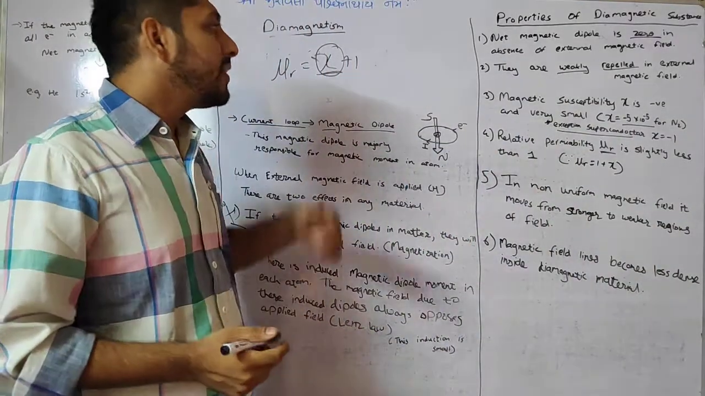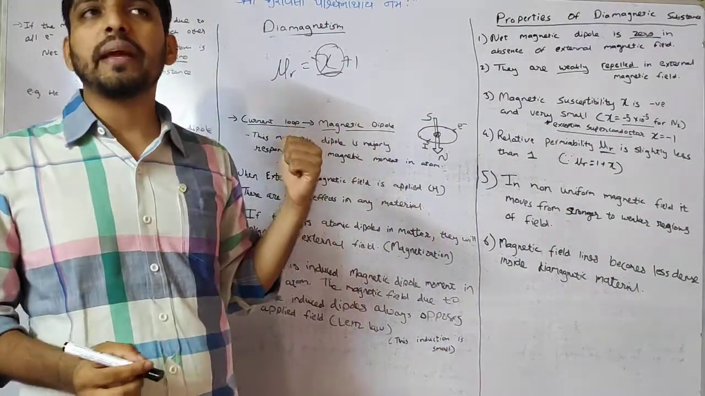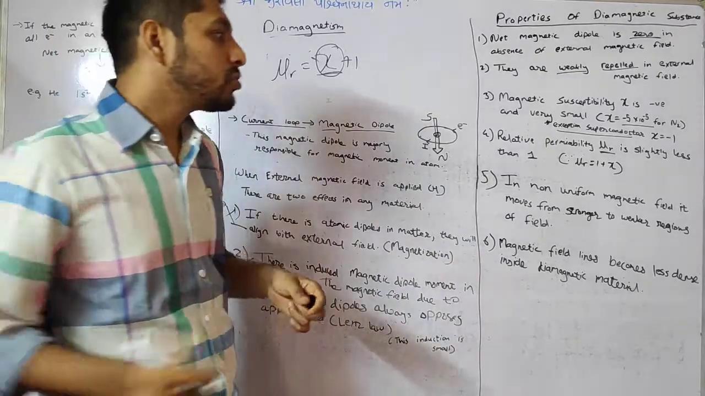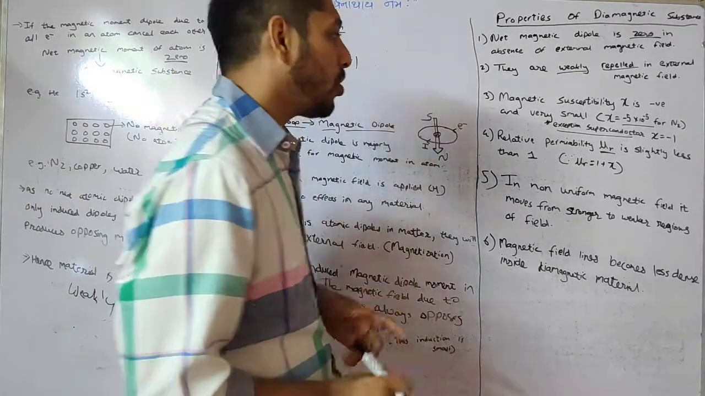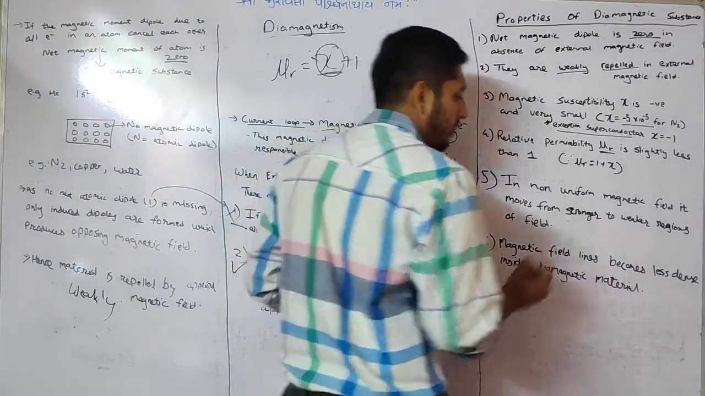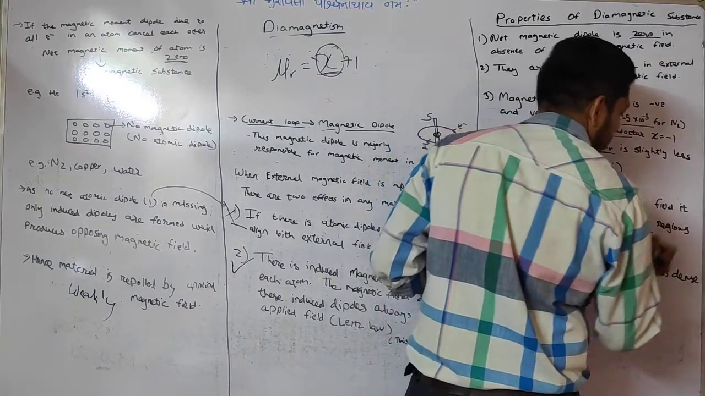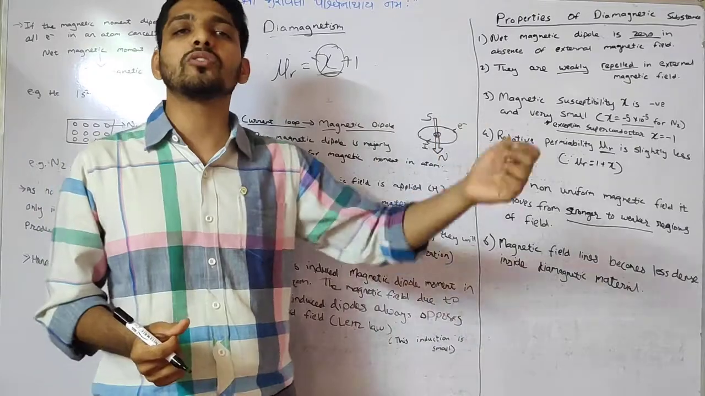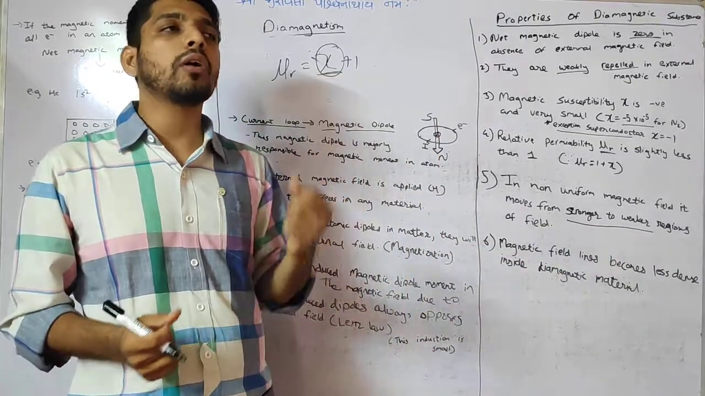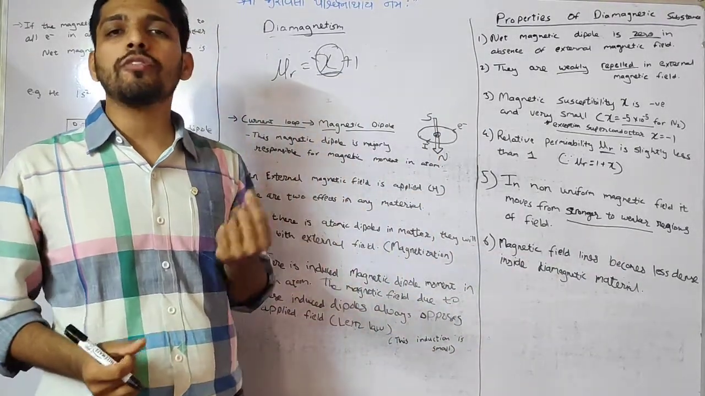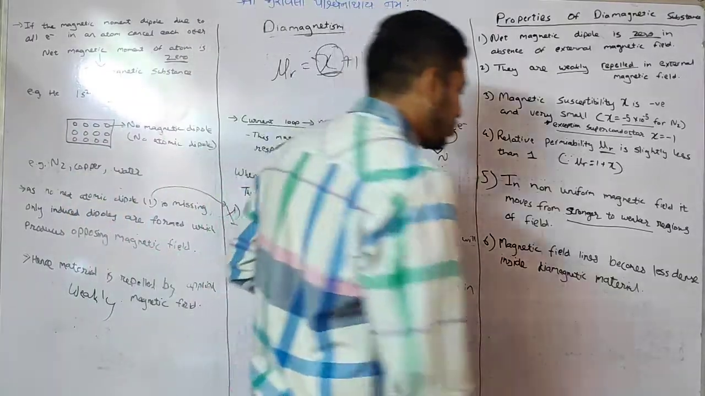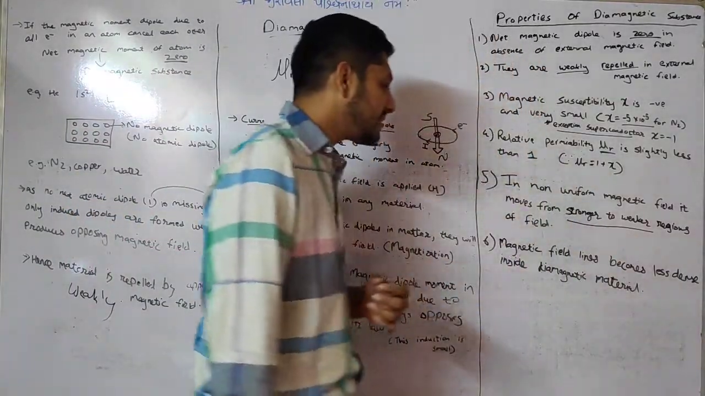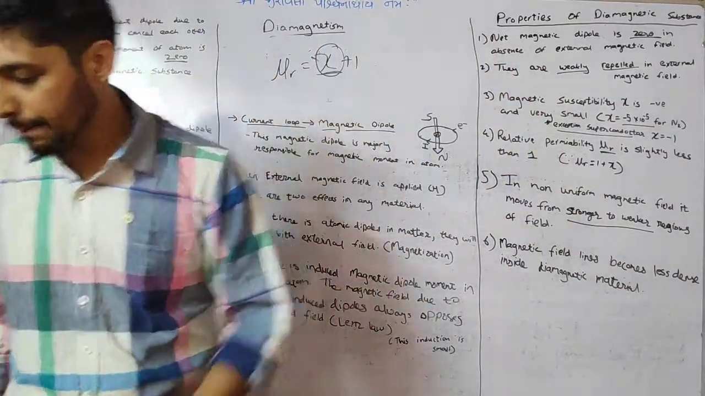So similarly here, diamagnetism does not involve any magnetism or very little magnetism. So whenever it is kept inside a non-uniform magnetic field, what will it try to do? It will try to move from the stronger to the weaker region, as it does not possess any magnetism or possesses a very small amount of magnetism. Okay. And the last one: magnetic field lines become less dense inside the material.